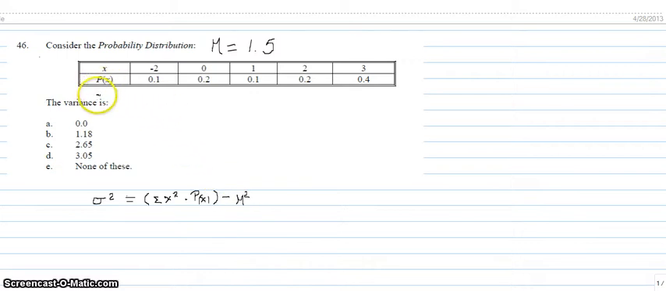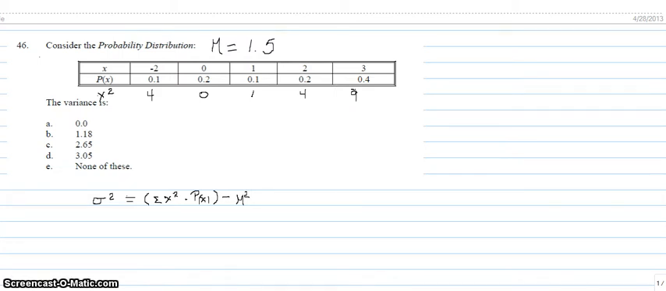The first thing we need to do is find x squared. So I'm going to write that right under our p of x. Negative 2 squared, which is negative 2 times negative 2, is 4. 0 squared is 0. 1 squared is 1. 2 squared is 4. And 3 squared is 9. So we now have our x squared.